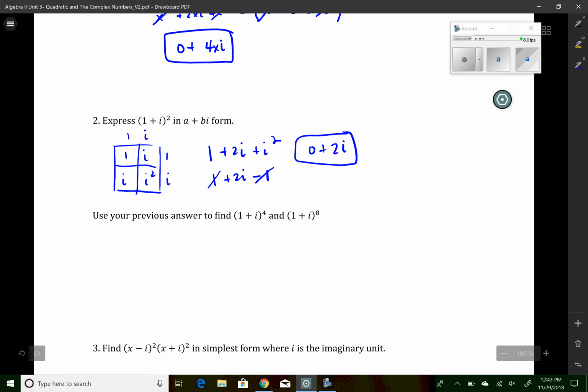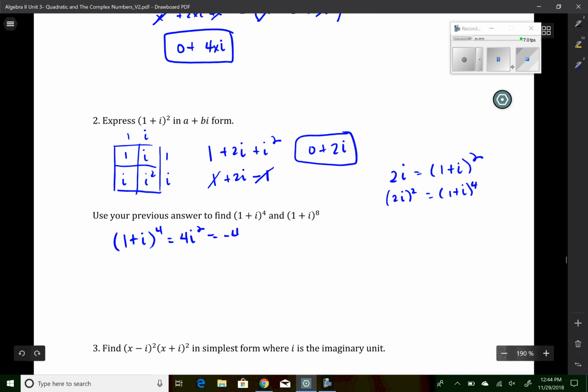It then says use your previous answer to find 1 plus i to the 4th power. Well, if 2i is 1 plus i to the 2nd power, I can say 2i squared is equal to 1 plus i to the 4th power, because if I square 1 plus i squared, I get to the 4th power, which is what I want. So I can say 1 plus i to the 4th power is equal to 4i squared, which is negative 4.